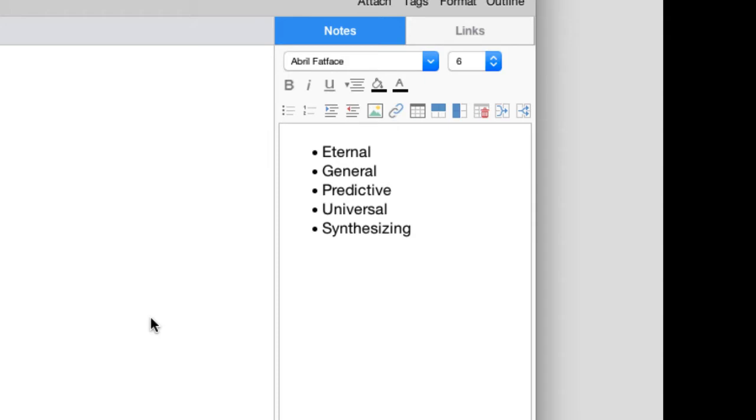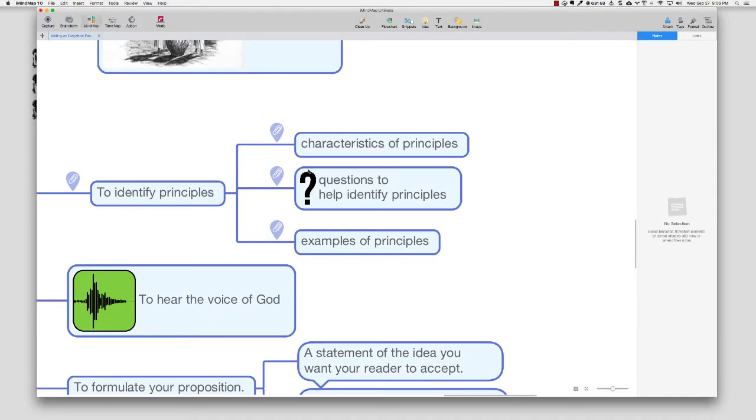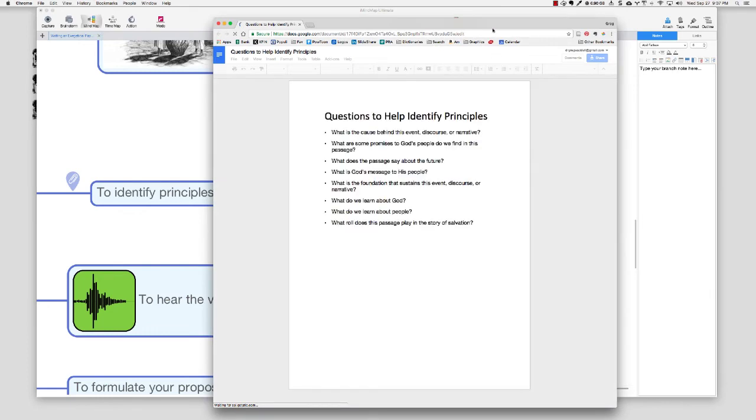As I said, they are general rather than specific. They are predictive. If you have a good principle, a true principle that is, it is predictive of what will happen in certain situations. It is universal, and it is synthesizing, meaning that it takes the details that you've just researched in the observation phase and synthesizes it down into a concise statement. So that's what a principle is. Let's look at some questions. I think you'll find these questions very helpful when trying to identify principles.